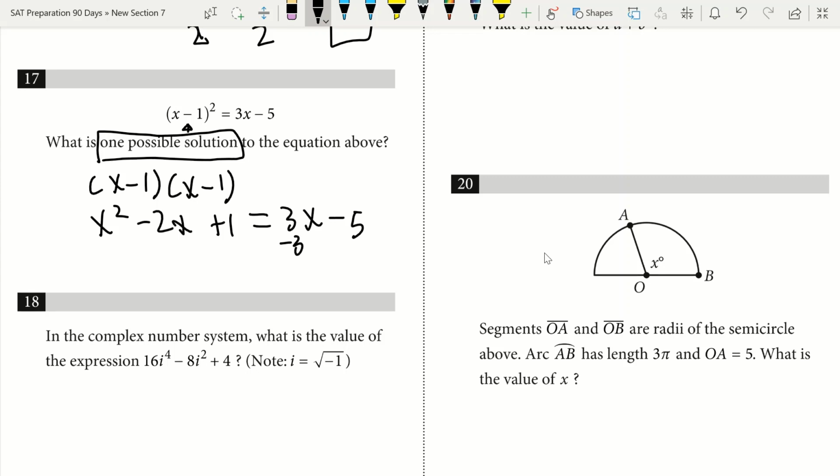So now what I'm going to do is subtract 3x from each side, and add 5 to each side. So add 5 and subtract 3x. All right, so what are we going to end with then? Well, this x squared will drop down. Then we'll have negative 2x minus 3x.